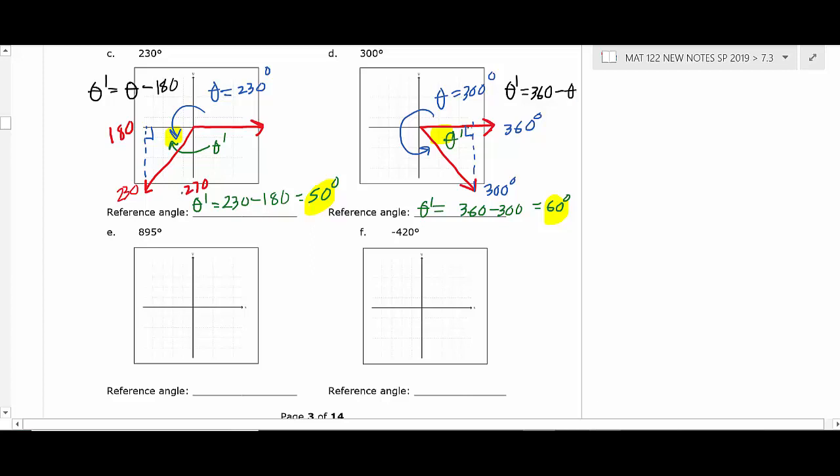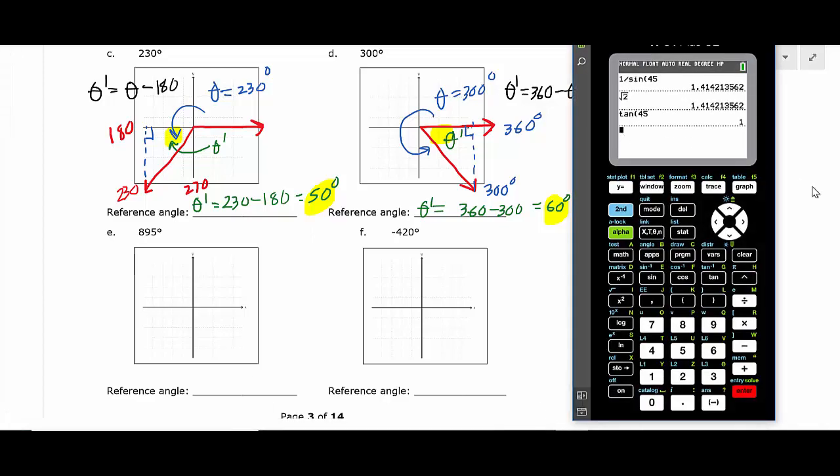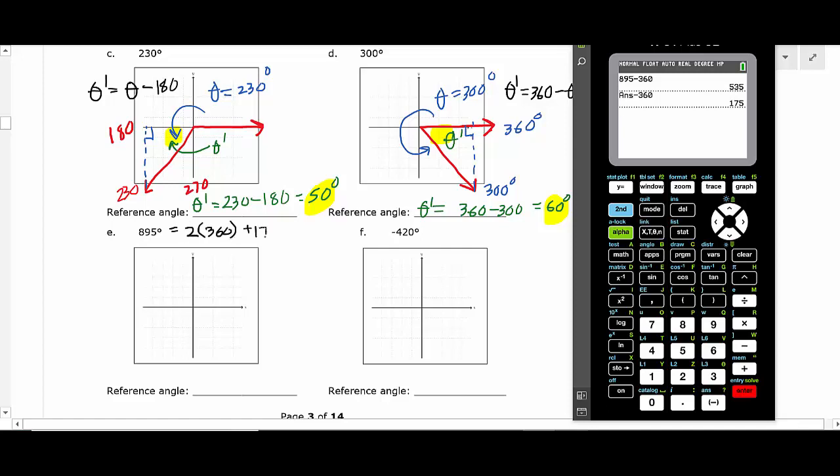This particular problem is more than one lap around the circle. If you want to find its reference angle, you've got to think of some of the things we learned how to do. First, let's figure out where this angle is. One way I've taught you is to divide by 360, or you can subtract 360 two times. You can subtract until you get an angle between 0 and 360. So that's 175. Really, what I just did is say it's 2 laps around the circle, and then 175 degrees more.